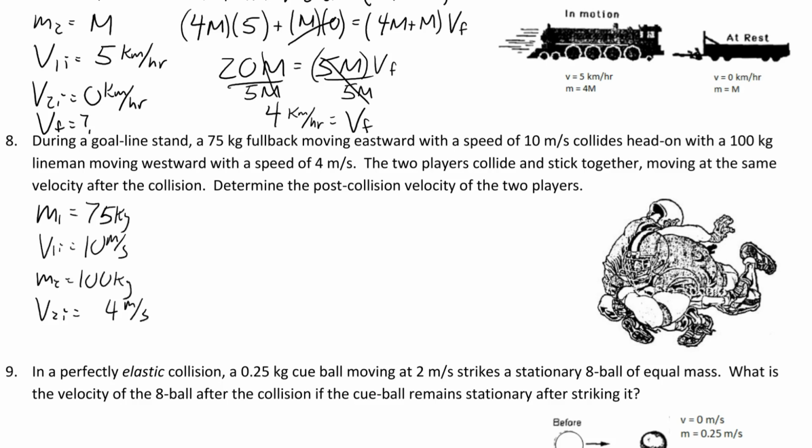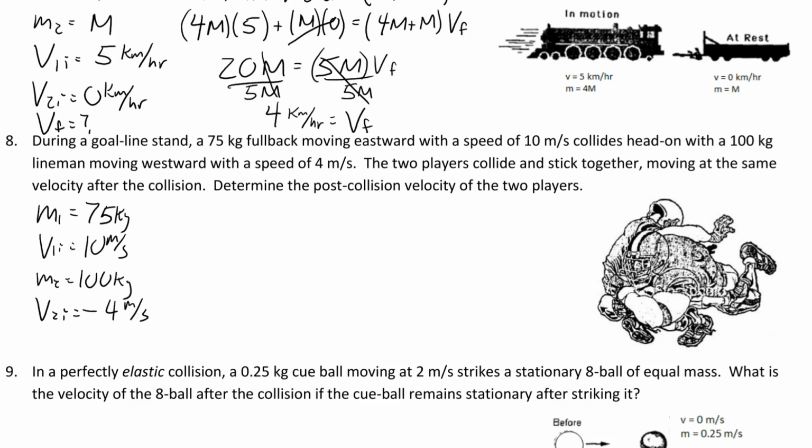If you got this one wrong and you skipped to this question, it might be because you didn't make it negative. It says it's moving westward. They're moving against each other. So you have to make one of them negative to show that they're going in opposite directions. And since this one's going west, we'll make that one negative.